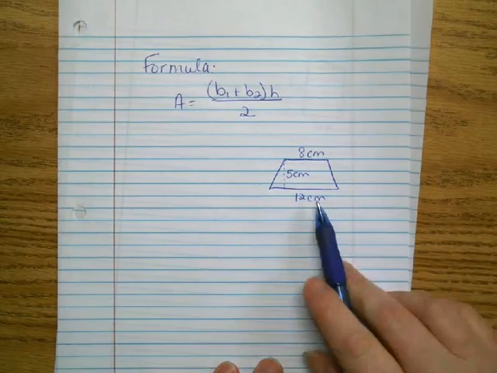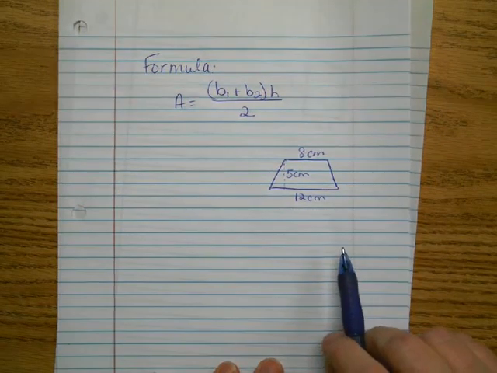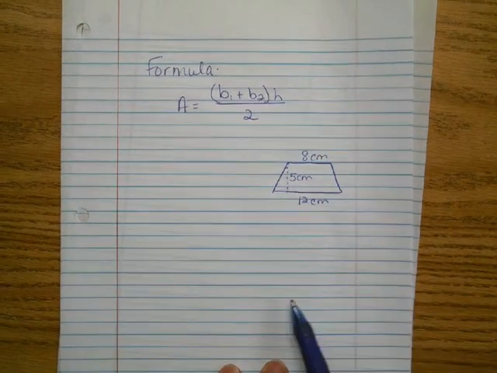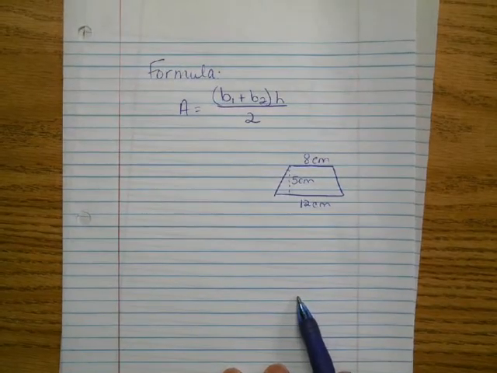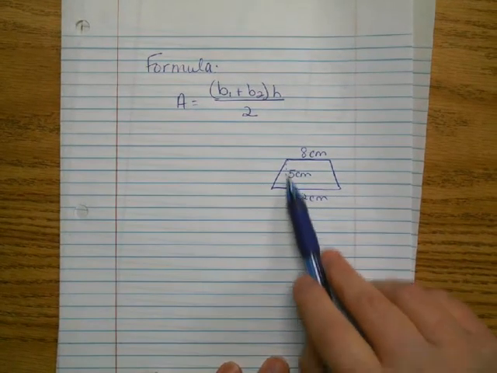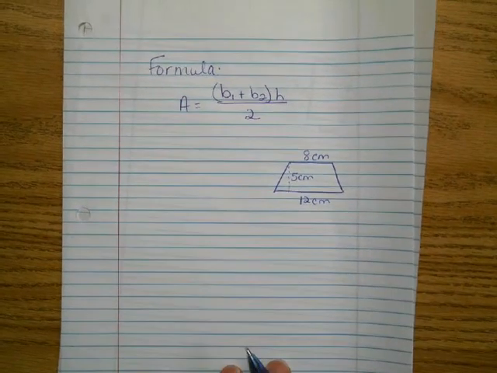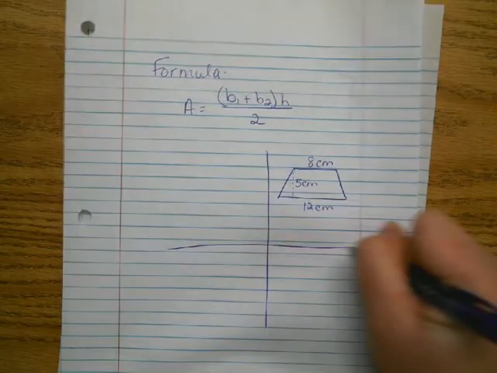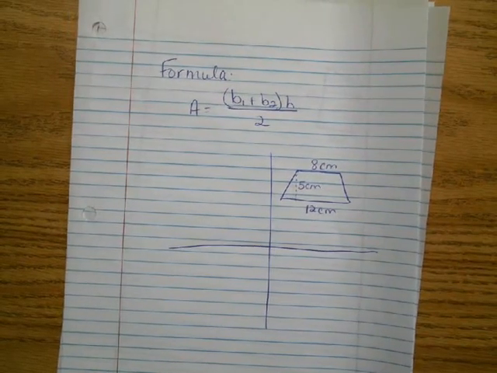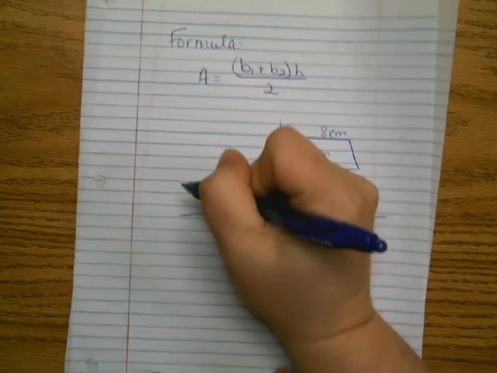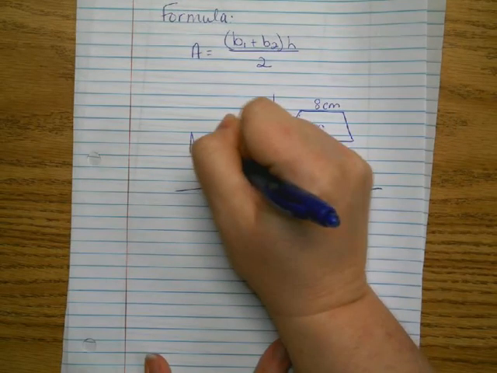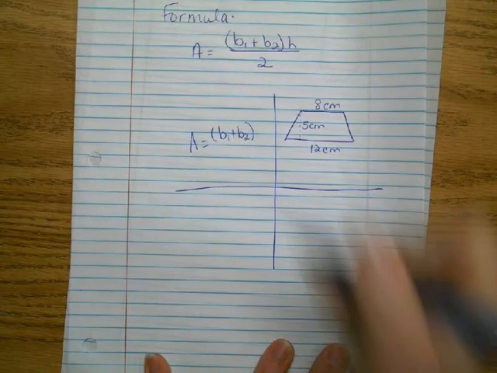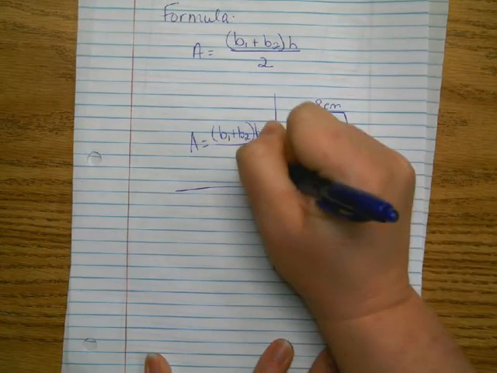Here's a trapezoid. So my bases are the two parallel sides, 8 and 12. And my height is the distance between them, and that would be that straight up and down distance of 5 centimeters. So I'm going to use a quad, and since I already have it drawn, I'm just going to draw my quad around it. My formula is area equals base 1 plus base 2, in parentheses, times height, all over 2.